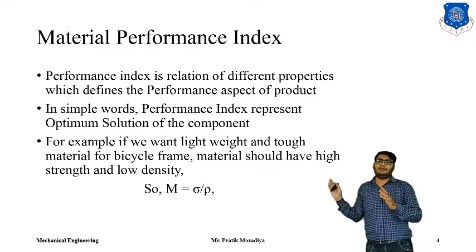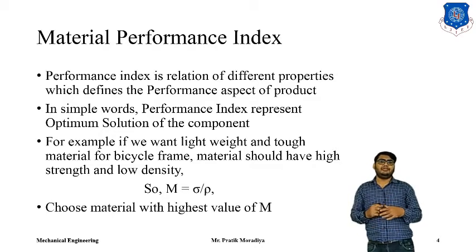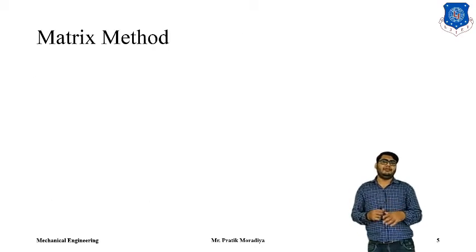And from the available materials, we are simply choosing the material with the high value of M. So this is what we mean by the material selection index. The next method is the matrix method. How will this matrix method work?